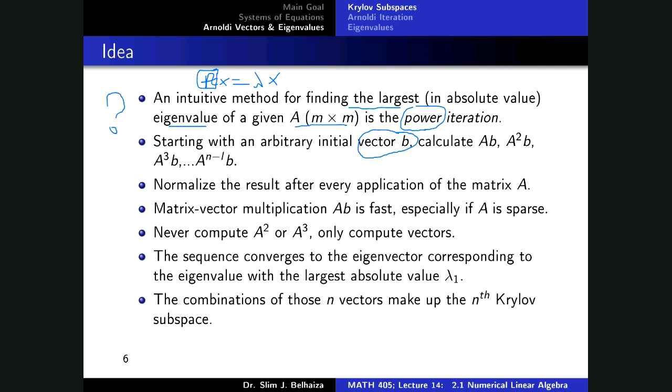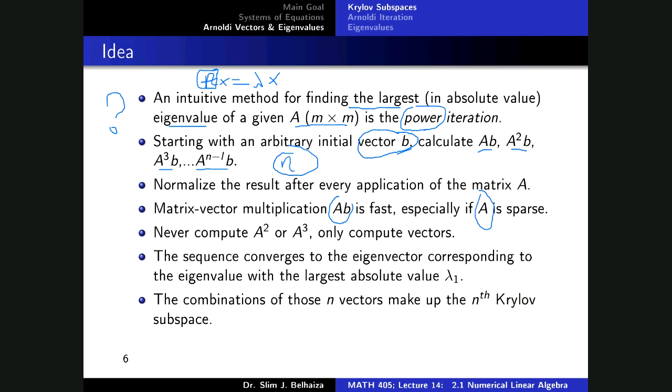Just like an x0, an initial seed for our iteration, and we calculate the following vectors: Ab, A squared b, A cubed b, up to A to the n minus 1 times b. If you count them all, b till A^(n-1) b, how many ones do I have? I have n. In fact, if the matrix multiplication Ab is fast, particularly if A is sparse.